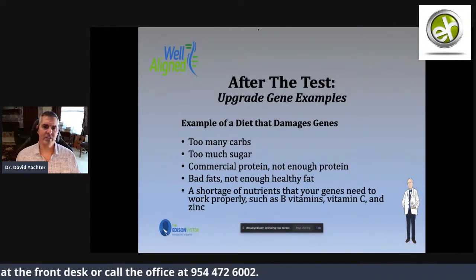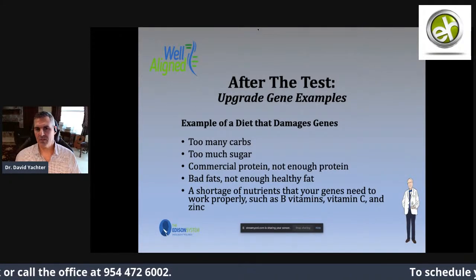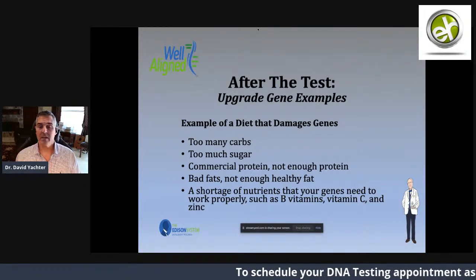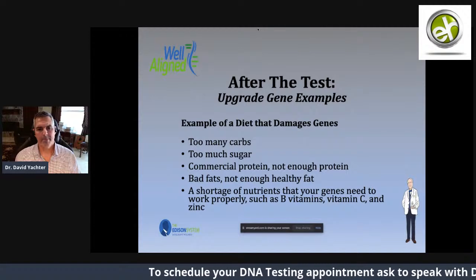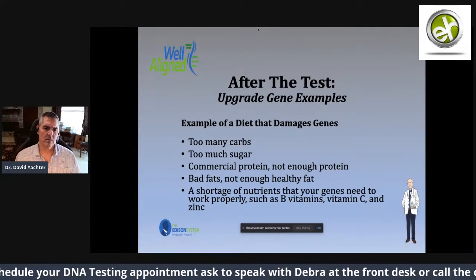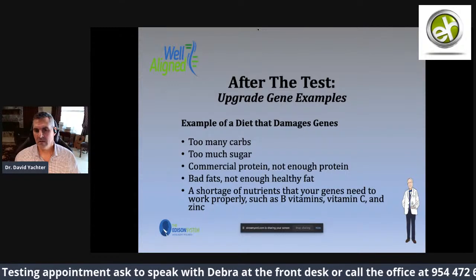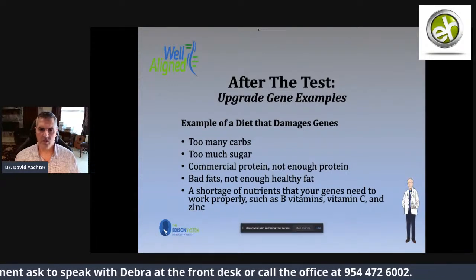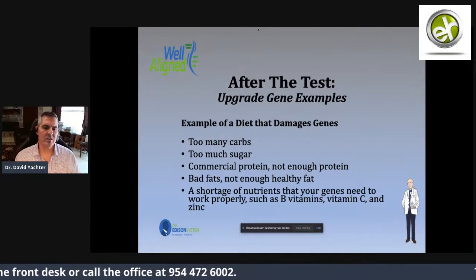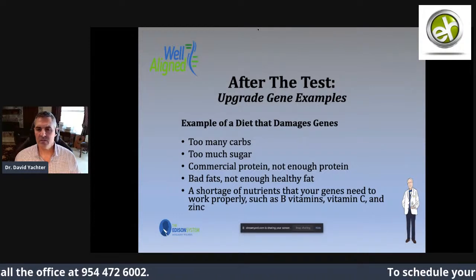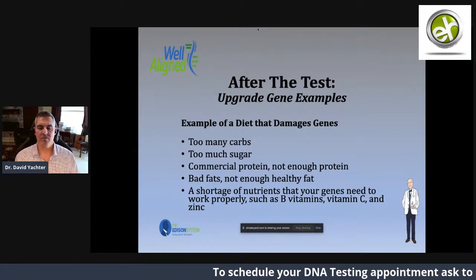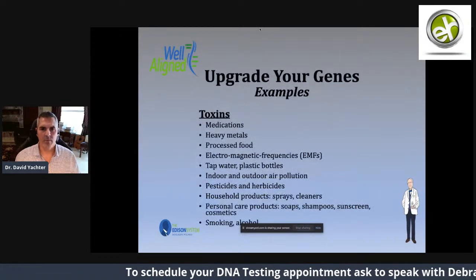When we talk about upgrading genes, here are some examples. An example of a diet that damages genes, particularly cancer genes: too many carbs, too much sugar, commercial protein, not enough protein, bad fats, not enough healthy fat. These are all examples. A shortage of nutrients that your genes need to work properly, such as B vitamins, vitamin C, and zinc. And these factors will, again, either turn on cancer-promoting genes or turn them off, as an example.